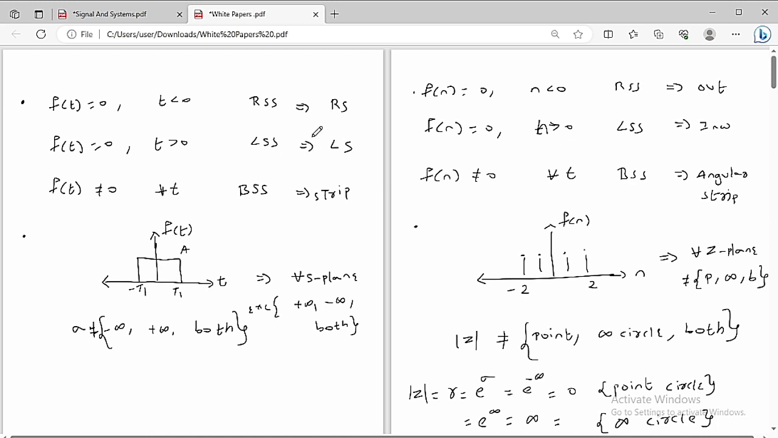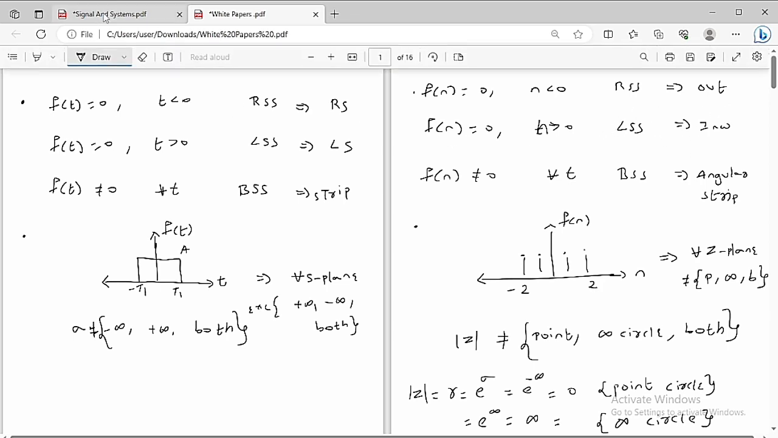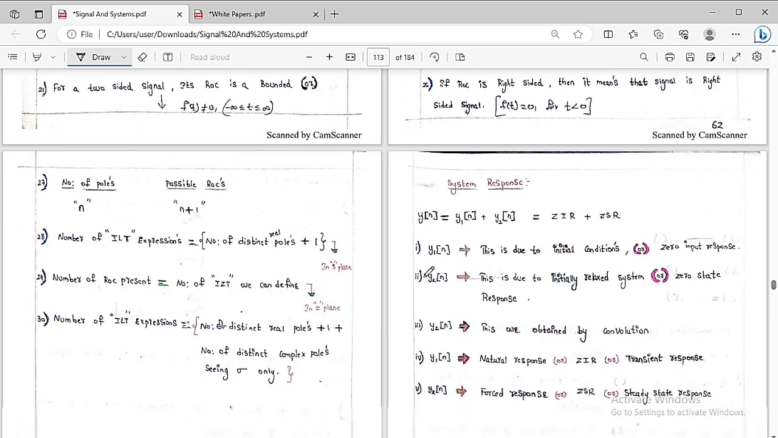So by seeing the signal we can tell the ROC signature, and by seeing the ROC signature we can tell the type of the signal. By seeing the signal nature we can tell the ROC nature, and by seeing the ROC we can tell the signal nature. So this is the beauty of these two concepts. These things you always have to keep in your mind.